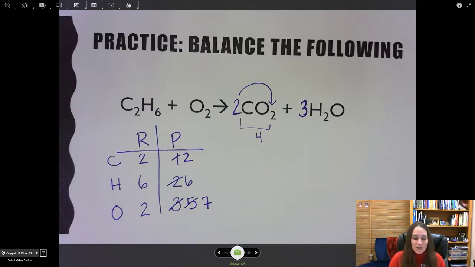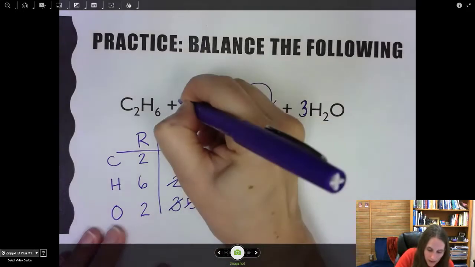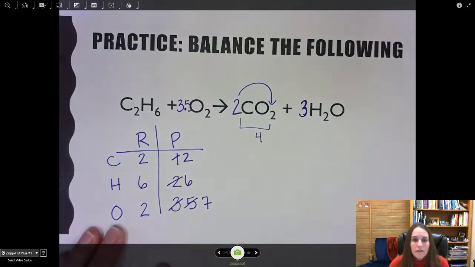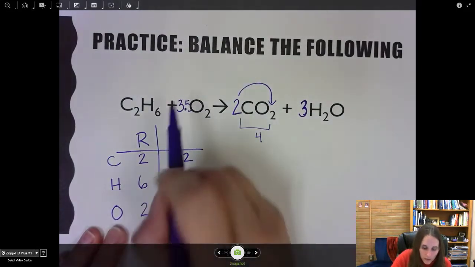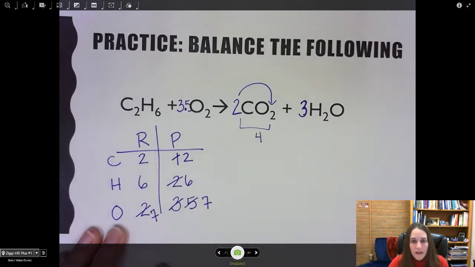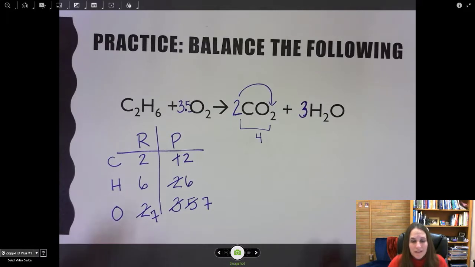Another strategy is to add an additional step, which is go ahead and use a decimal, use a fraction to start. So for example, if I put 3.5 here in front of my oxygen, 3.5 times 2 is 7, and they're now balanced. So you might be wondering, can you do that? No. I mean, technically this is balanced, but in general that's not how we balance a problem.